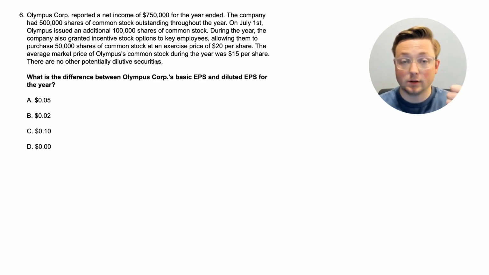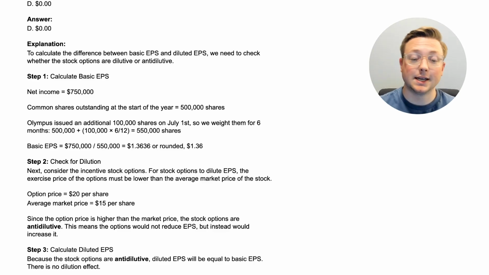We need to figure out the basic earnings per share and then the diluted earnings per share to see what the difference is there. Now, we've gone through a lot of this before. The only thing that's new here is these incentive stock options. Think about it. Come back when you're ready if you want to have a guess, and try to calculate it yourself, and we'll look at it together when you're ready. All right, here we are at the answer. The answer is actually D, $0.